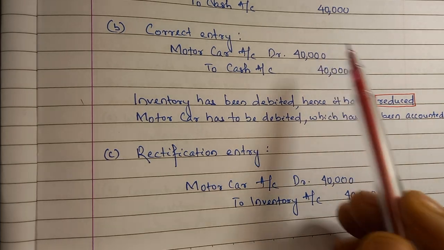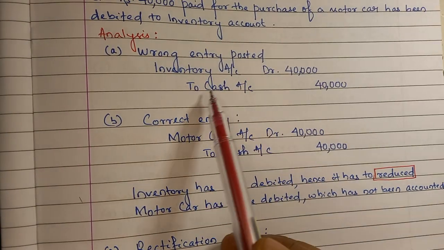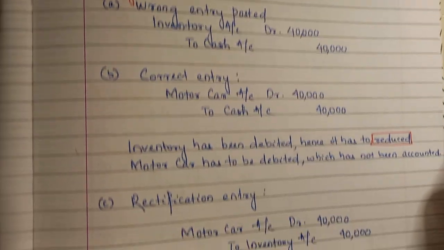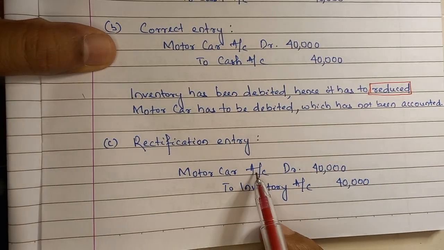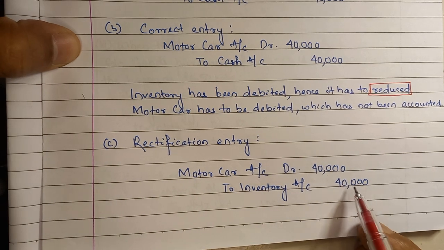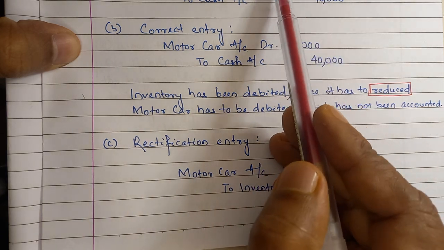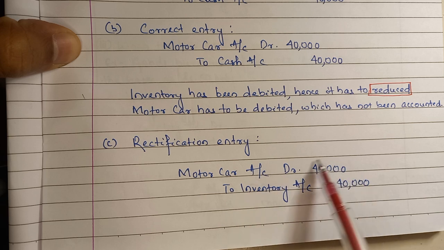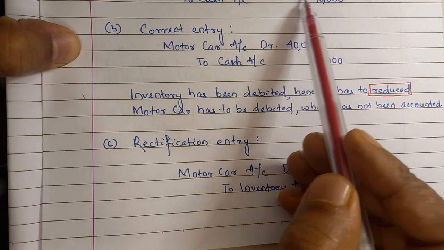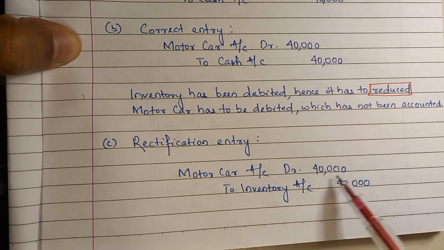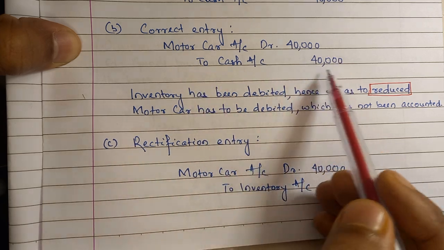So to rectify the error, what is posted in the books is inventory to cash, and to bring this entry to motor car to cash, you have to post a correction entry. That will be motor car account debited 40,000 to inventory account 40,000. By this 40,000 credit in inventory, the excess debit posted wrongly will nullify, so your inventory will become 0. And motor car debited 40,000, which was not accounted at the initial stage, will get debited now. And if you see the final entry, what you will have in the books after this rectification entry is motor car account debited 40,000 to cash 40,000. Correct?